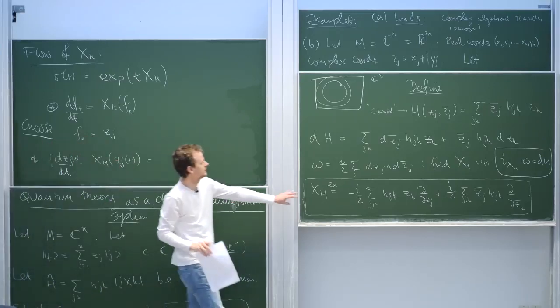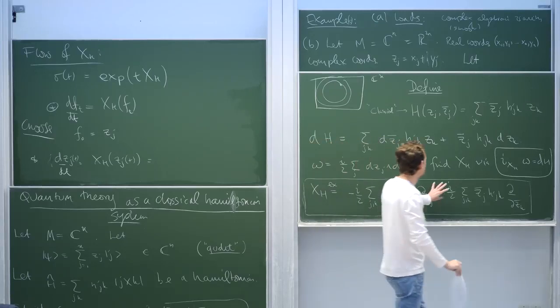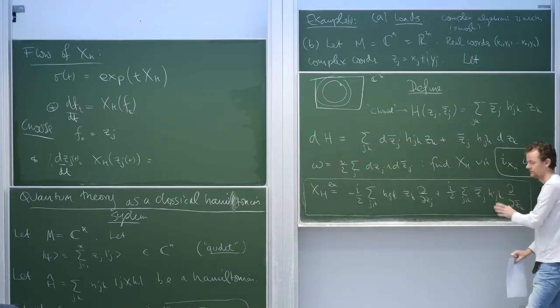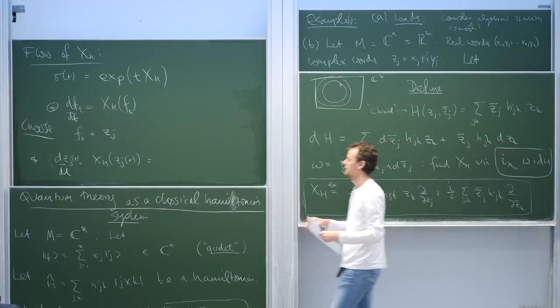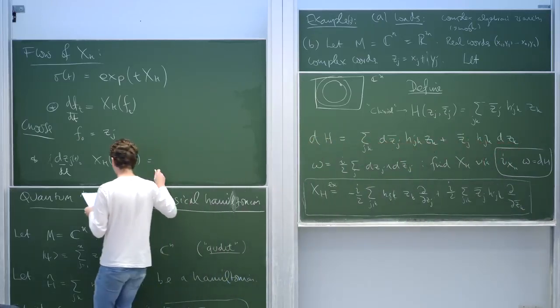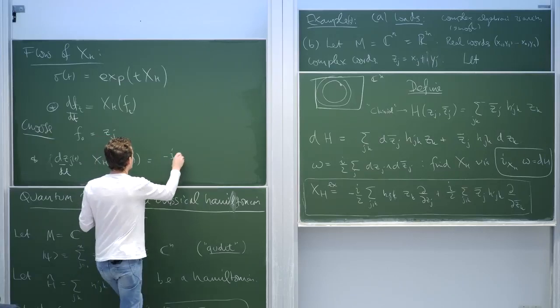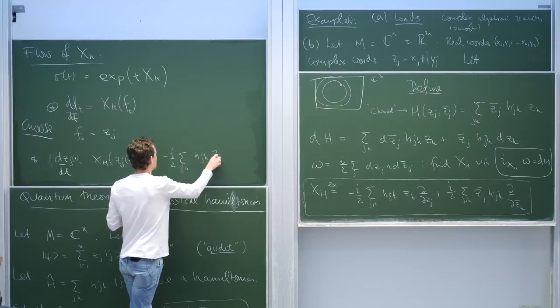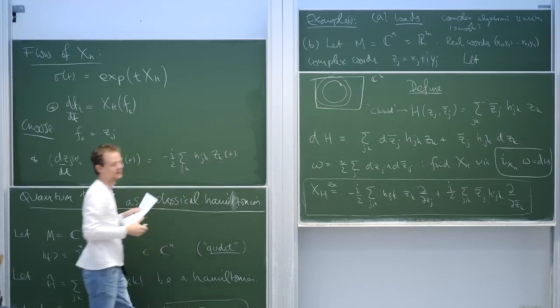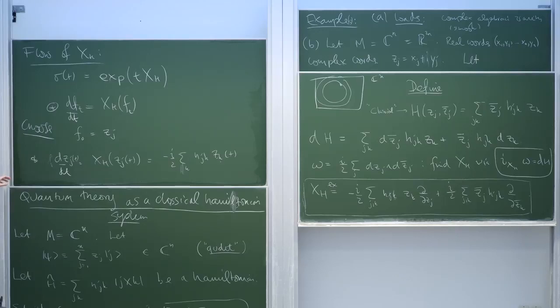But then if we take a look at our vector field over here, we see that the second term drops out, right? This is the anti-holomorphic bit. Here's the holomorphic bit. And we're left with this equation, which is none other than the Schrödinger equation with a minus sign.